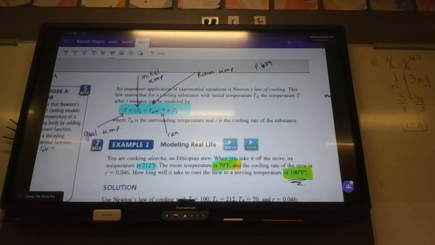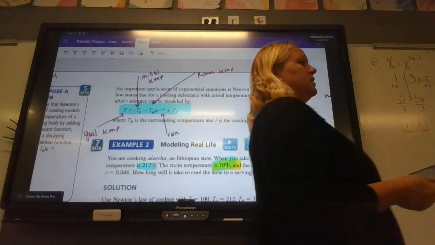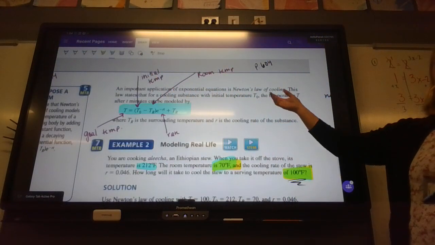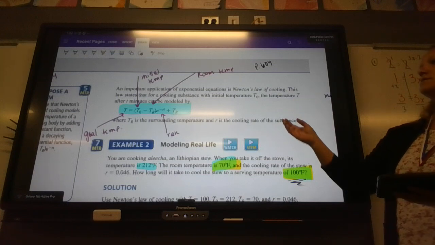So there is a conversation to be had about, especially with air fryers and things, how hot we can make food. You have to make food really hot to kill bacteria. And then how long does it take to cool before you can actually serve it? But this applies also to engines overheating, to cell phones getting too hot, these laws of cooling.